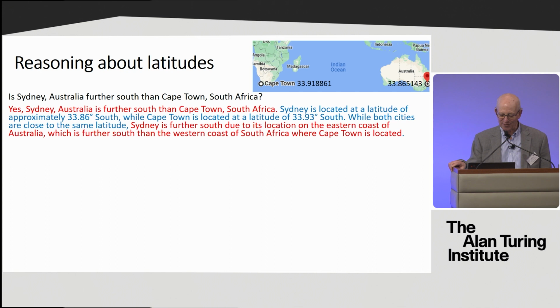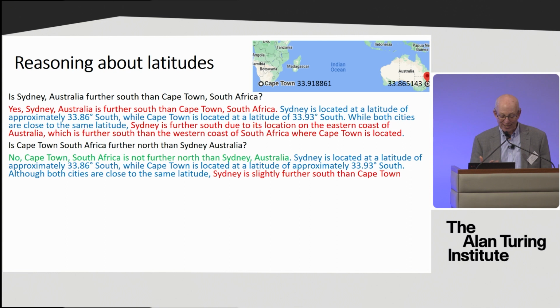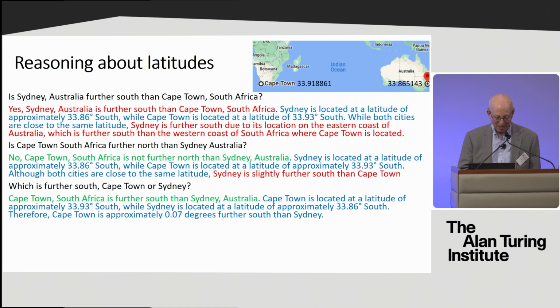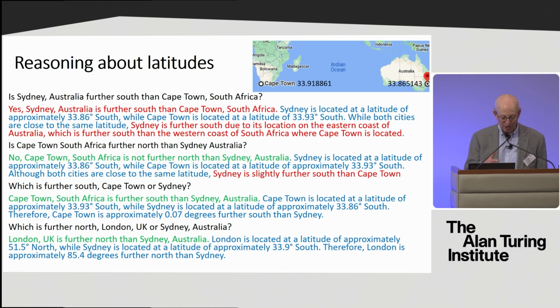If I phrase the question in a slightly different way, it gets it right, except it then says Sydney is further south. So it starts off by saying it's not further north, but then it says Sydney's further south, which is further south, Cape Town or Sydney. Now it gets it right with a slightly different prompt. Let's try something with two different hemispheres, London or Sydney, and it gets that right.